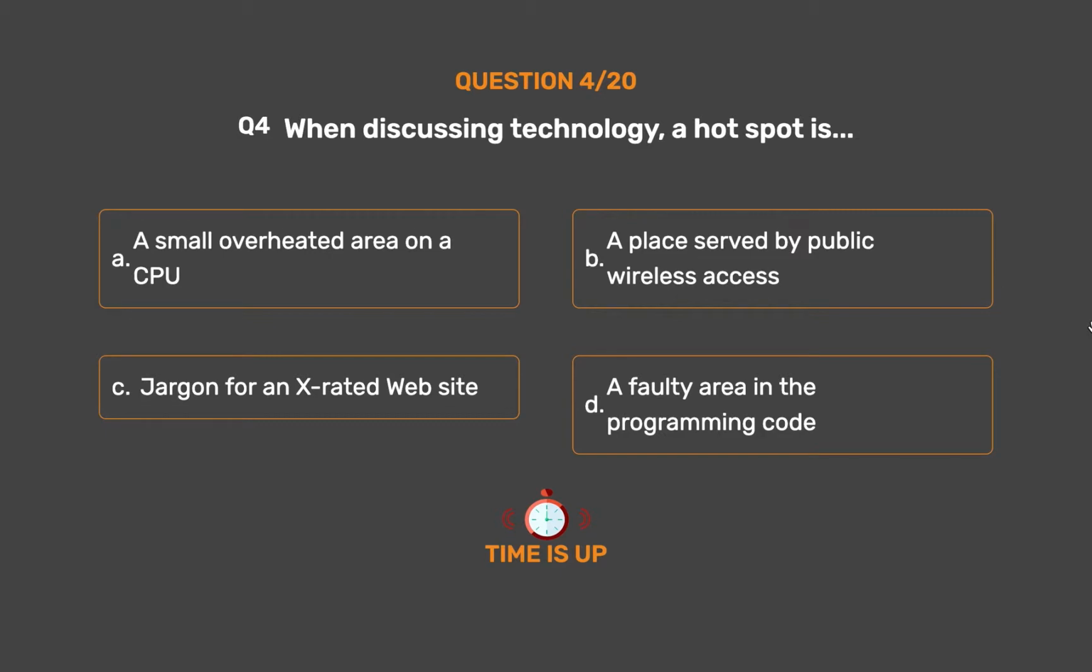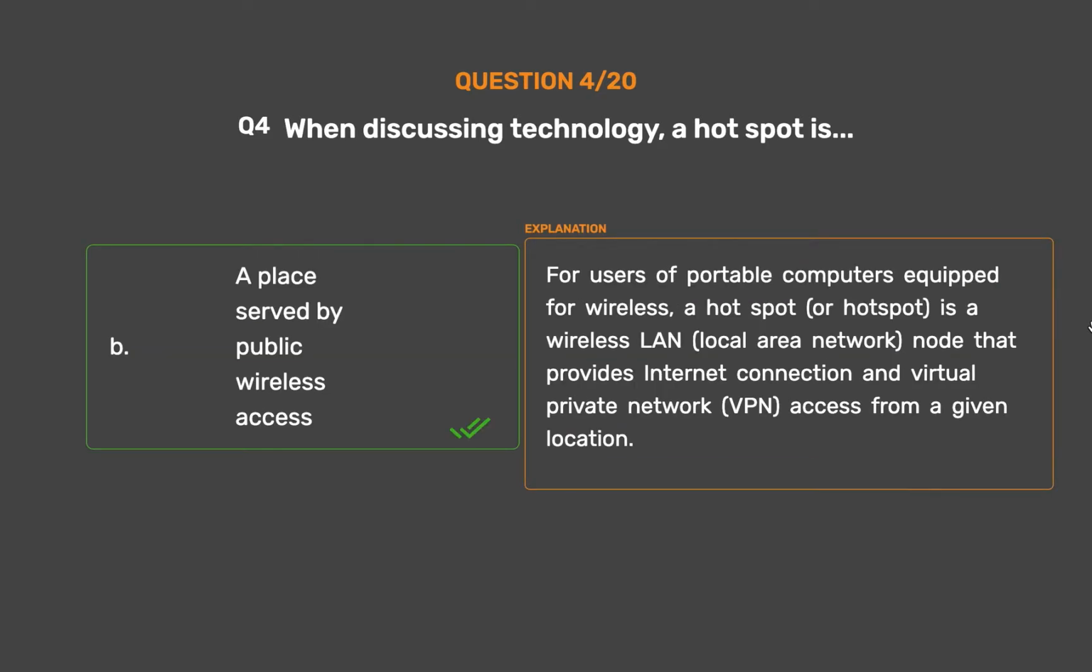The correct answer is Option B. A place served by public wireless access. For users of portable computers equipped for wireless, a hotspot is a wireless LAN, local area network, node that provides internet connection and virtual private network, VPN, access from a given location.